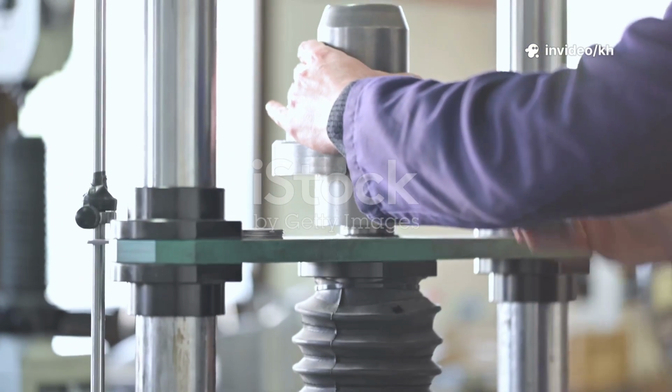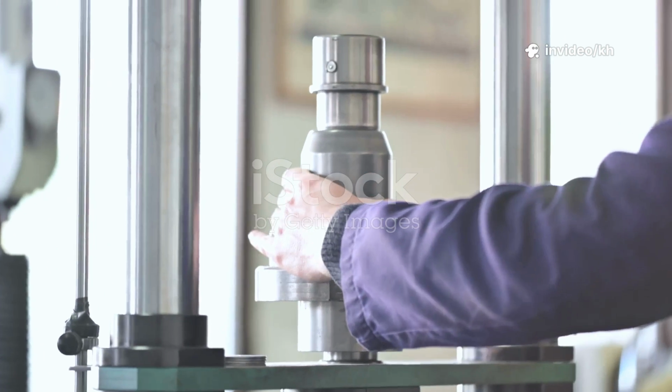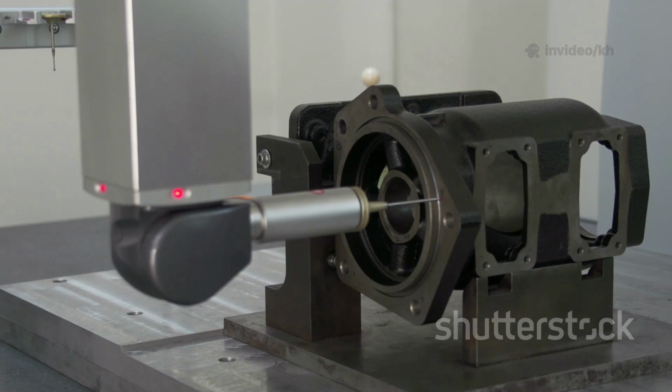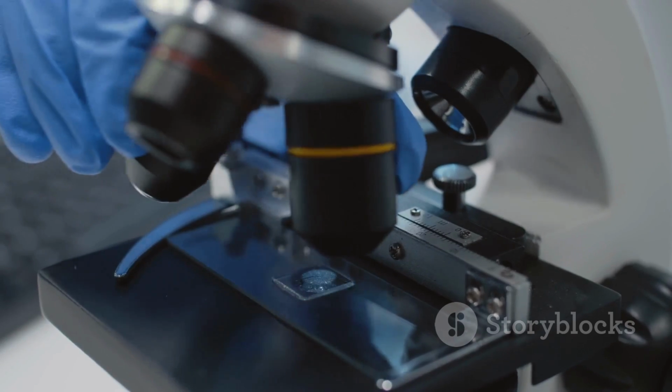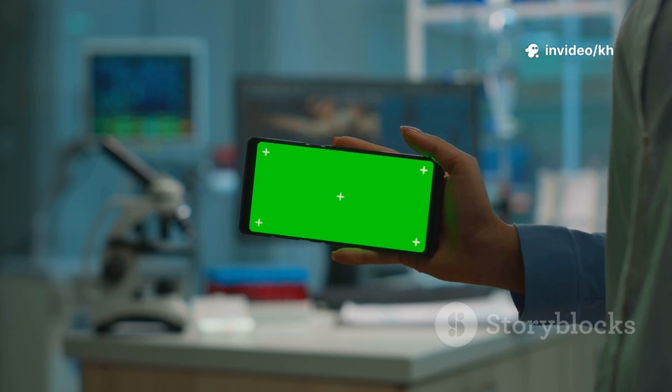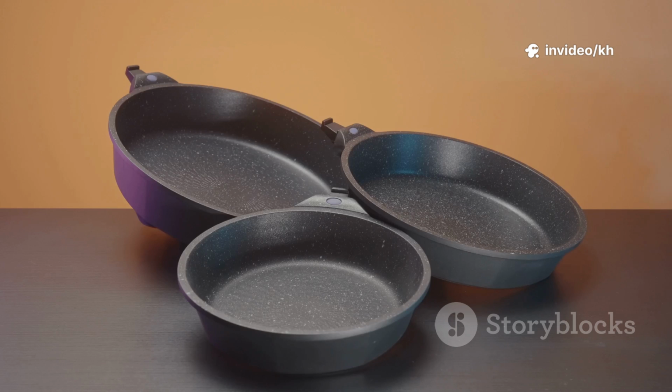So, what is characterization in materials science? It's the process of probing and measuring the structure and properties of materials. Imagine it as a detective story where each technique brings us closer to understanding why materials behave the way they do, whether it's a smartphone screen, an airplane wing, or a simple kitchen pan.